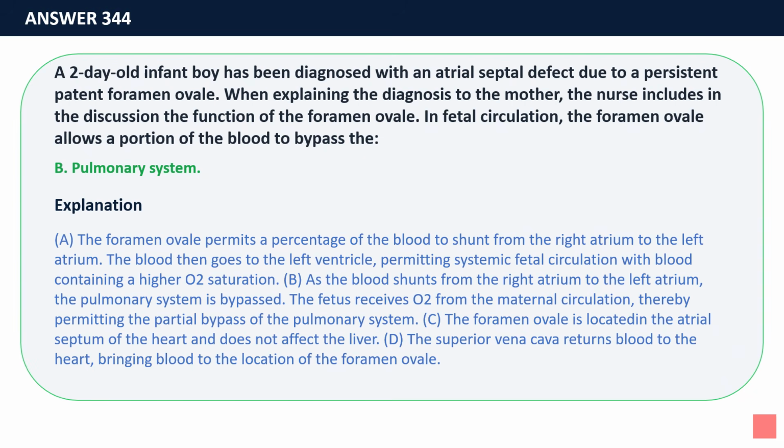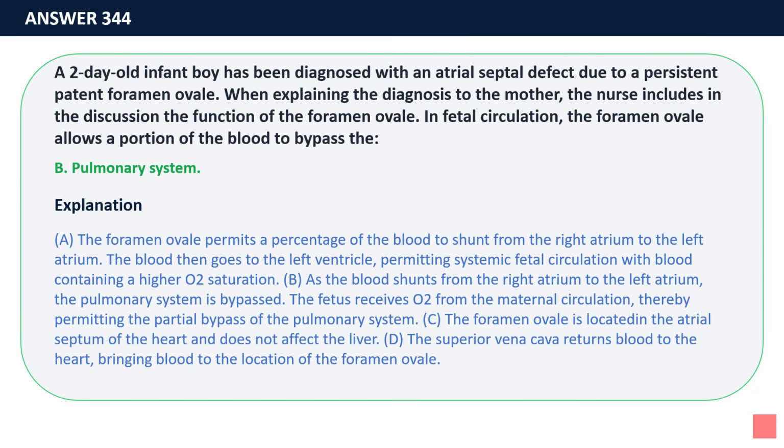Answer: B. Pulmonary system. Explanation: A. The foramen ovale permits a percentage of the blood to shunt from the right atrium to the left atrium. The blood then goes to the left ventricle, permitting systemic fetal circulation with blood containing a higher O2 saturation. B. As the blood shunts from the right atrium to the left atrium, the pulmonary system is bypassed. The fetus receives O2 from the maternal circulation, thereby permitting the partial bypass of the pulmonary system.